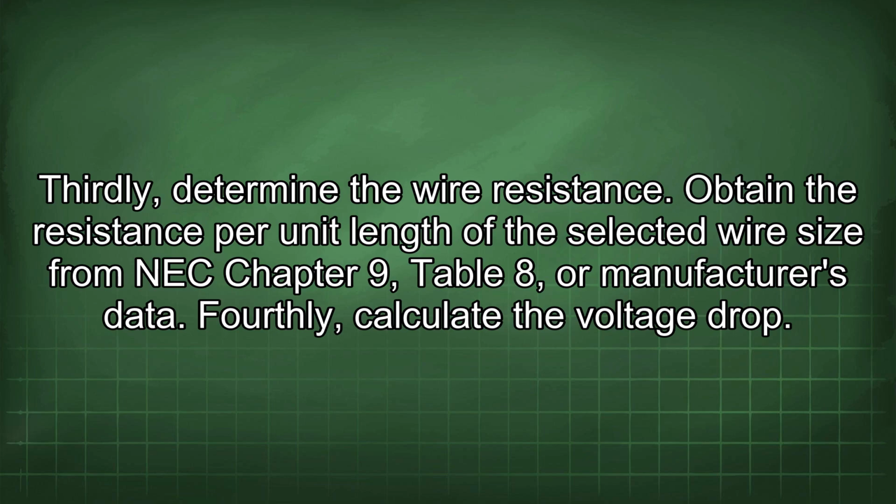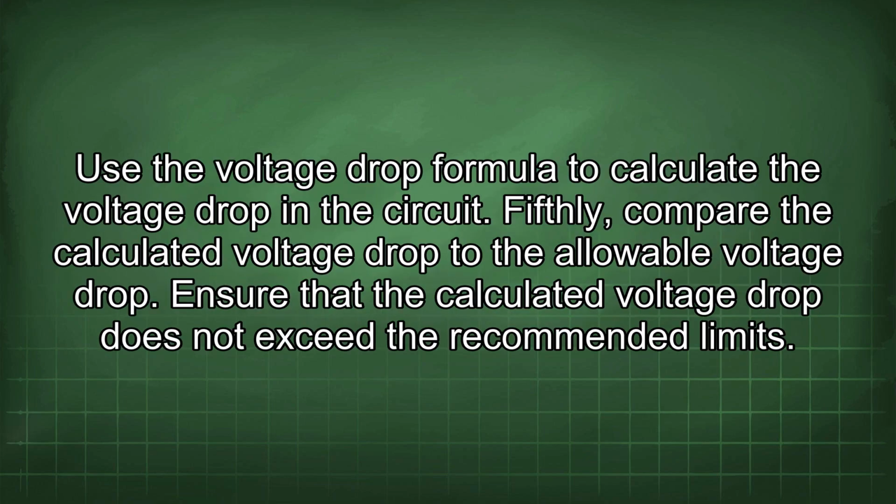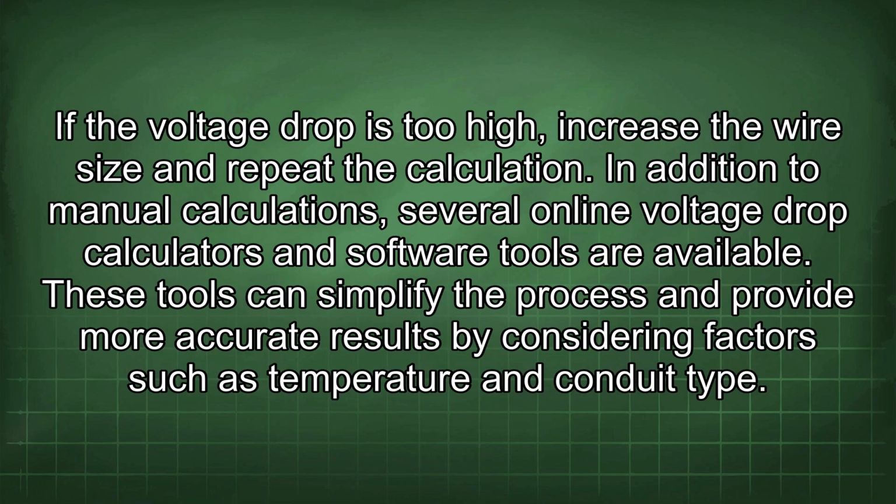Fourthly, calculate the voltage drop. Use the voltage drop formula to calculate the voltage drop in the circuit. Fifthly, compare the calculated voltage drop to the allowable voltage drop. Ensure that the calculated voltage drop does not exceed the recommended limits. If the voltage drop is too high, increase the wire size and repeat the calculation. In addition to manual calculations, several online voltage drop calculators and software tools are available. These tools can simplify the process and provide more accurate results by considering factors such as temperature and conduit type.